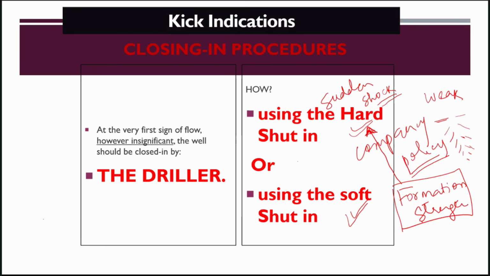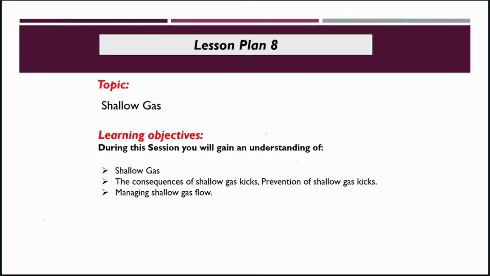But if the formation is weak, its fracture pressure is very low, then you have to use the soft shut-in procedure. So soft shut-in closes the well gradually, and there is less shock on the formation. So these two types of methods are there for closing in the well, hard shut-in and soft shut-in.